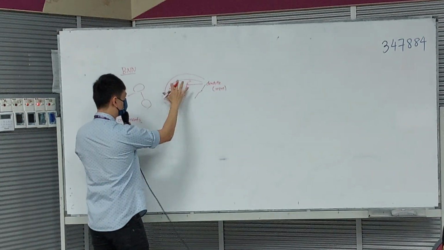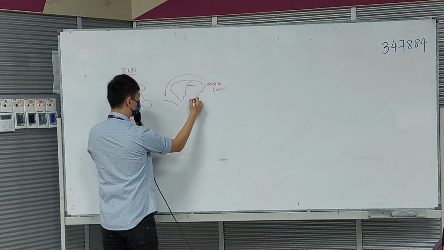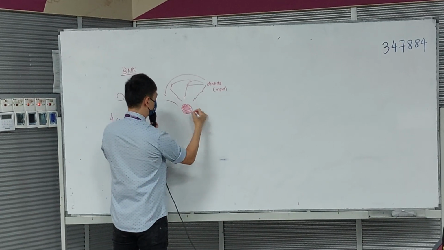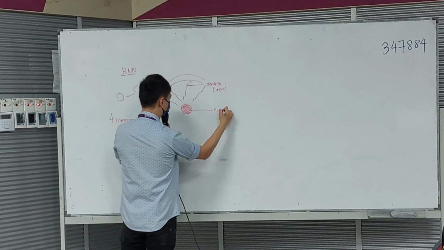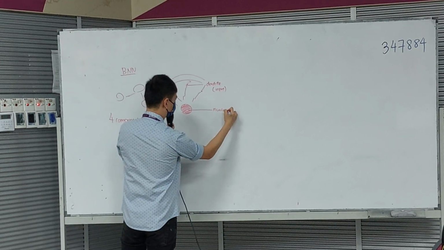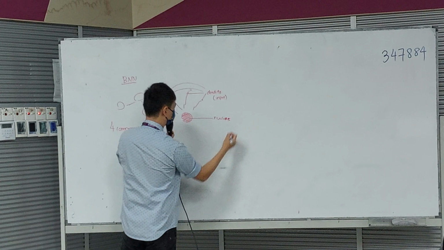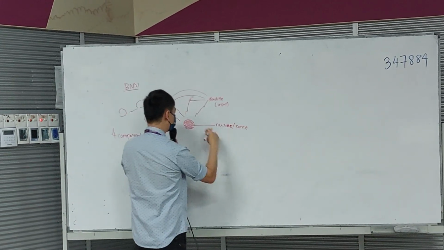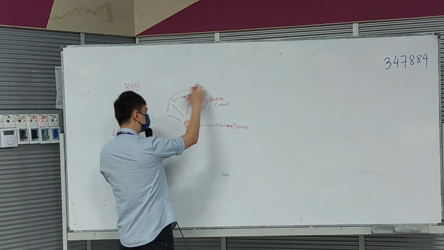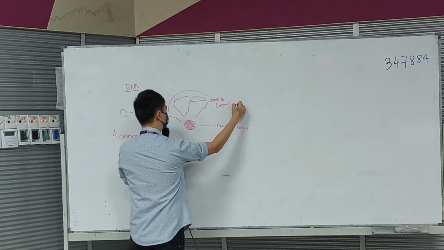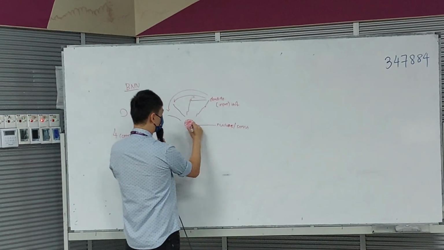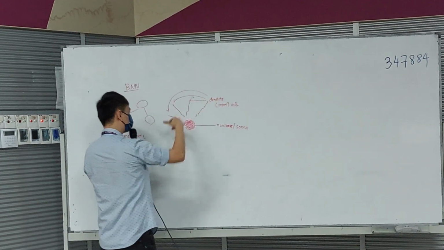Okay, so this information will pass through a nucleus. So this is the nucleus, or sometimes we call it the soma. This nucleus is used to process this information. We have a lot of information going through the nucleus, and the nucleus will process all the information that we receive from the dendrites.